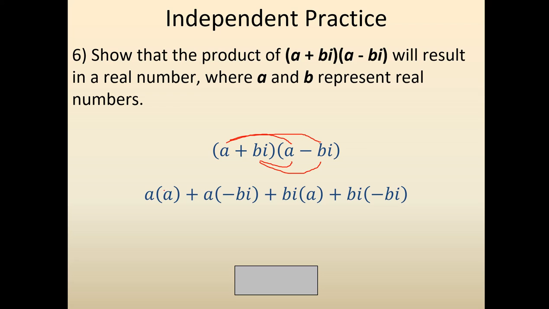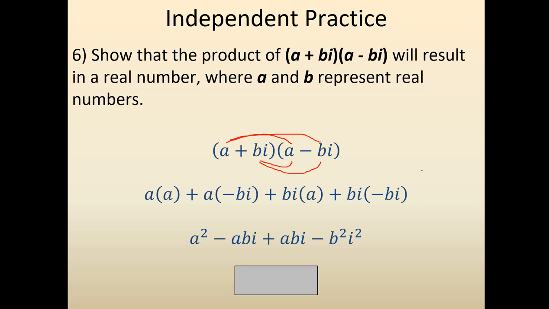So a times a is a squared. A times minus bi is minus abi. This one's going to be plus abi. Remember, order when it comes to multiplication doesn't matter. bi times a is the same as a times bi. And then bi times minus bi gets us minus b squared i squared. Remember, that's just like we did in the polynomial section, multiplying variables. b times b just gets us b squared. i times i gets us i squared.